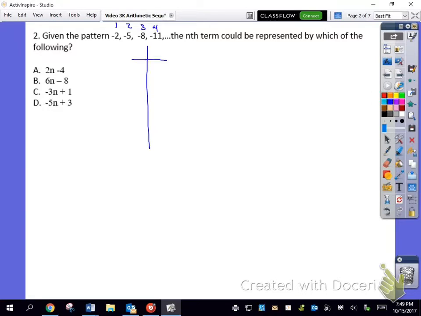My first, see this goes together. So 1, -2 goes together. And then you have 2, -5. That goes together. And you have 3, -8, and then you have 4, -11. Make sure that you put that 1, 2, 3, 4 above it. And remember, I'm going to use x on all those. So don't use an n, use an x.